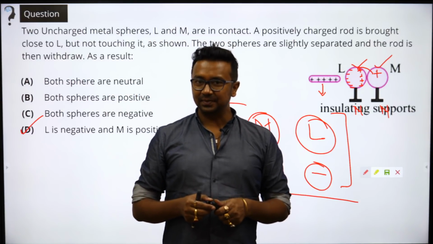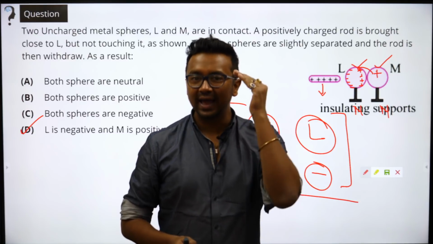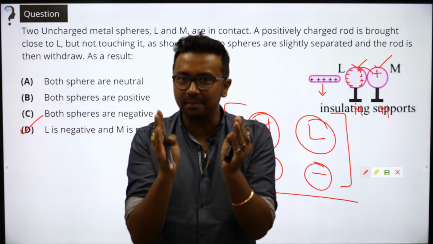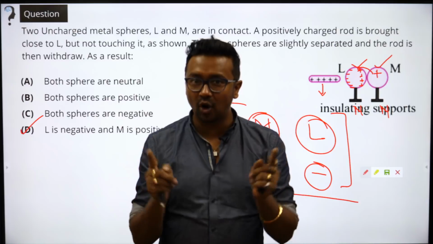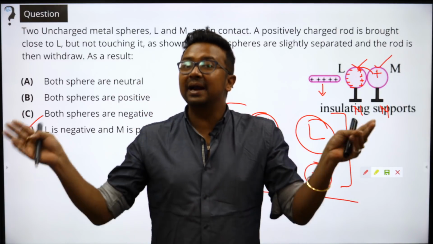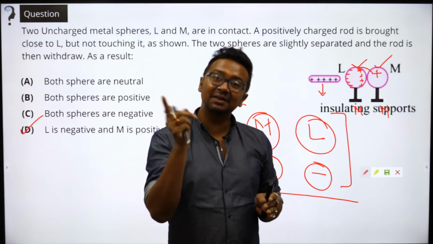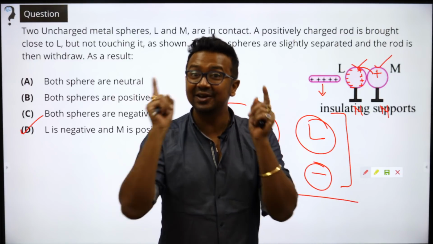This is where you can charge by induction. So let us draw a summary. If repulsion is taking place between two charged bodies, I can definitely guarantee that they are charged. But if attraction is taking place, then it need not be that both of them are charged. One could be charged, the other one could be neutral.